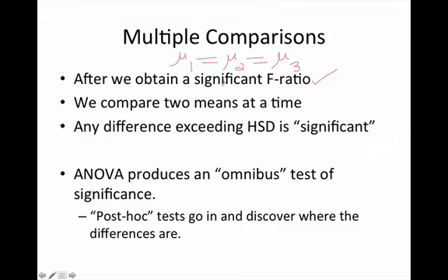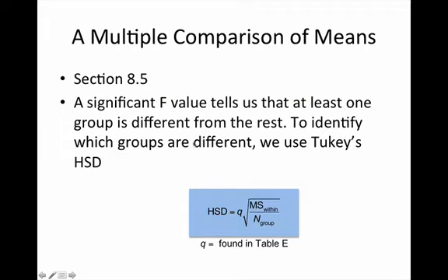So I need to go in and look to see where there is an honestly significant difference. This is Tukey's technique. Okay, and so Tukey's as a comparison procedure allows us to look at 2 means at a time. And any difference that exceeds this honestly significant difference, we perceive to be statistically significant. Remember that ANOVA produces an omnibus test of significance, and so post hoc tests are going to go in and discover where these differences are.